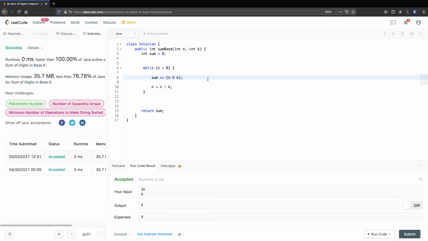And let's talk about the time and space complexity, okay? So our time complexity is going to have to be O of n, where n represents the number of times we divide by k, okay? And our space complexity, since we're not utilizing any extra storage, is just O of 1 here, okay?